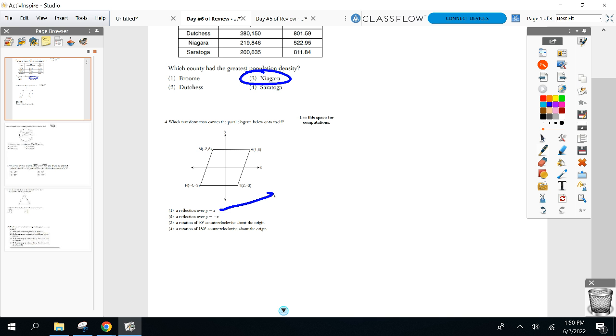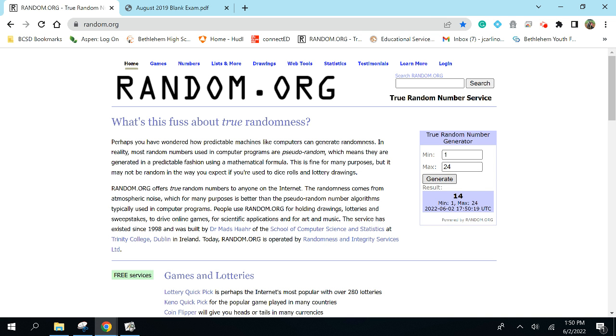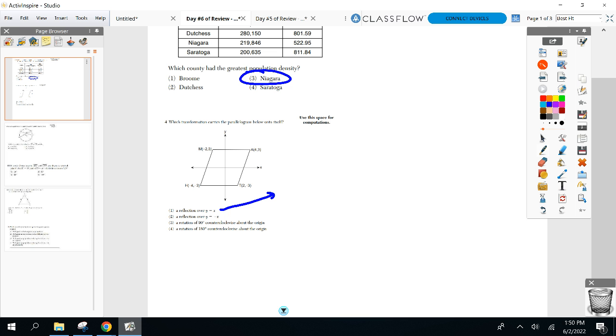Reflection over the line y equals x. What do you do with the coordinates? 14, yep, great job. 17, y equals x. What happens to the coordinates? You switch the coordinates. Just flip them. So if you take a look here, (4, 3) should have gone to (3, 4). I don't see a (3, 4) on this, do you? There's no other point at (3, 4), so it couldn't have been a reflection over y equals x.